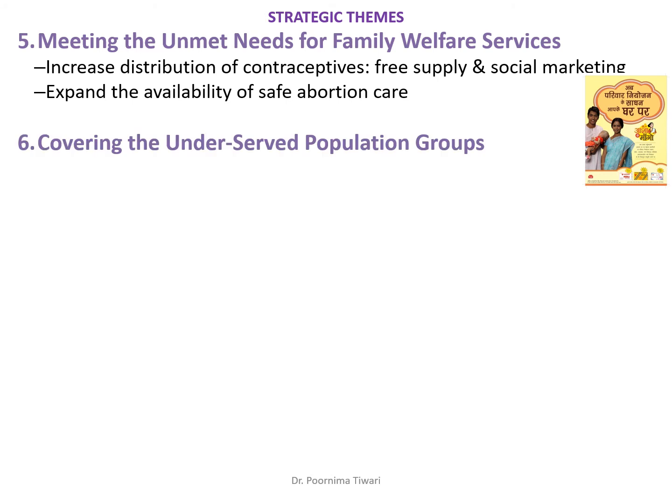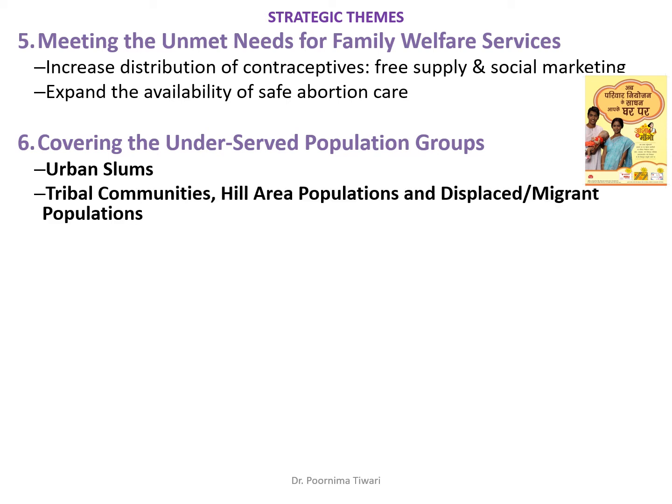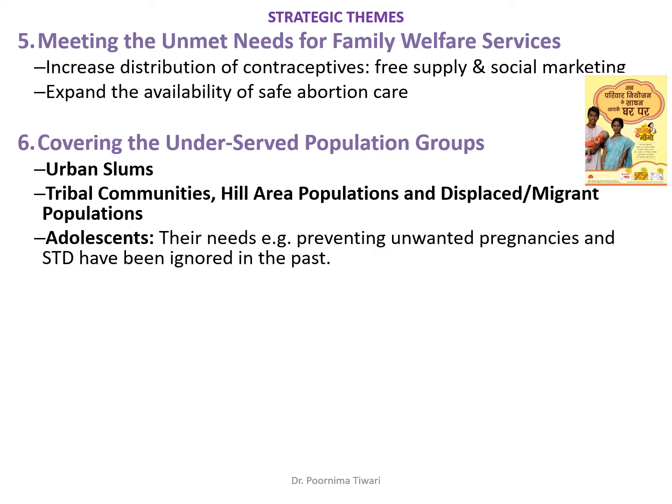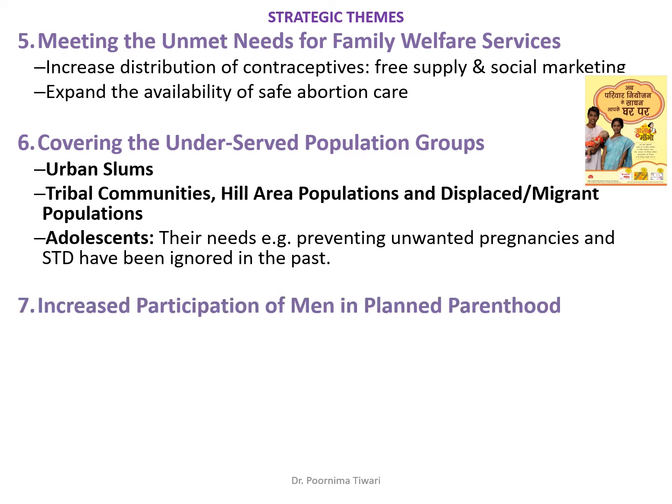Sixth strategic theme, covering the underserved population groups where the medical care has not yet reached completely. So they continue to be ignorant about the contraception, about the child vaccination, about child survival services, like urban slums. These areas have been identified to be underserved. Tribal communities, hill area population, displaced and migrant population, adolescents whose health needs, both general and sexual health needs, have been ignored in the past. For example, preventing unwanted pregnancies and sexually transmitted diseases. These have been ignored in case of adolescents.